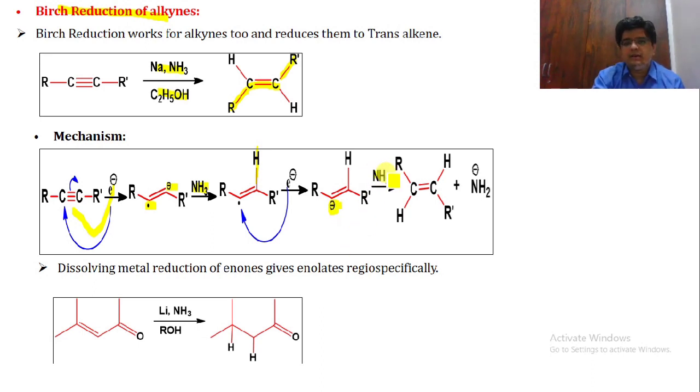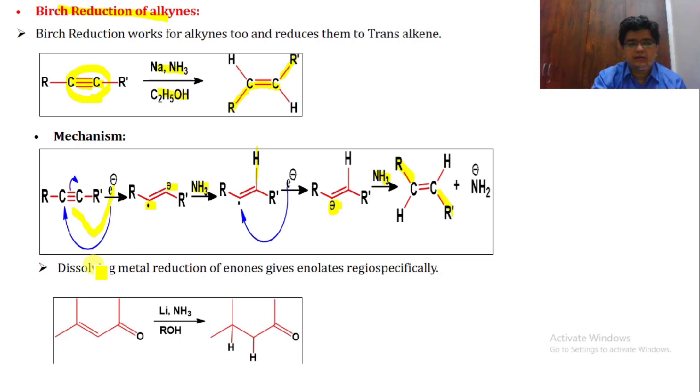Again, when we are having an NH3 molecule, this NH3 molecule gives NH2 minus and H plus. So now H plus will attach over here. So here we can produce a trans alkene. Okay, you have to remember this thing. So this is a special application of Birch reduction. When you are having an alkyne group, it is converted into the trans alkene.